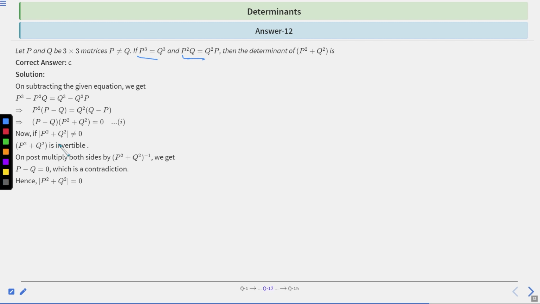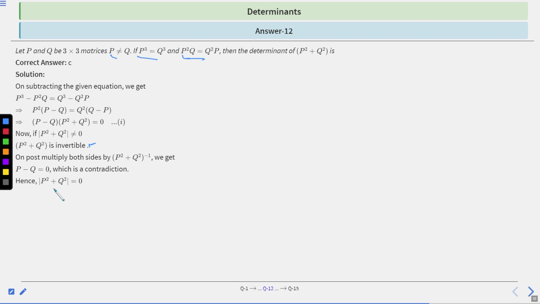So is determinant value of P square plus Q square not equal to 0, right? Clear? Suppose determinant value of P square plus Q square is not equal to 0. This implies P square plus Q square is an invertible matrix, right? Post multiplying both sides by P square plus Q square inverse, you will get P minus Q equal to 0. Clear? Which is a contradiction because in the question it is P not equal to Q, right? So we had assumed that determinant value of P square plus Q square is not equal to 0, which turned out to be a contradiction, right?